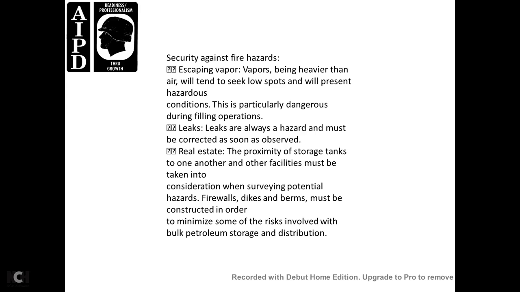Security against fire hazards. Escaping vapors, being heavier than air, will tend to seek out low spots and will be present as a hazardous condition, particularly dangerous during the filling operation. Leaks are always a hazard and must be corrected as soon as they are observed. The proximity of the storage tanks to other facilities must be taken into consideration when surveying potential hazards. Firewalls, dikes, and berms must be constructed in order to minimize some of the risks involved with bulk petroleum storage and distribution.